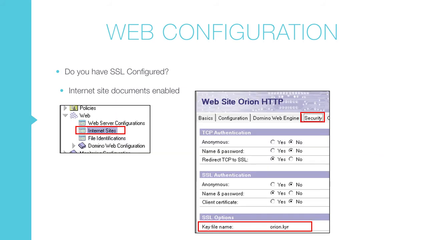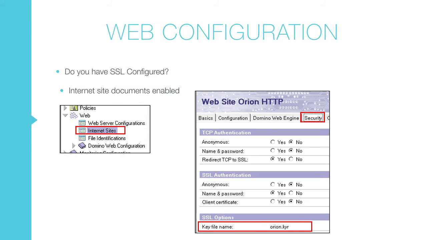That same information, if I have Internet Site Documents enabled, will be found under an internet site document. So the internet sites view, there'll be a document there. This one's called Website Orion HTTP. And on the security tab, I have very much the same settings. Redirect to SSL, whether I'm going to allow anonymous access, name and password, and the key file name. So that's a very quick way of me just checking whether I have HTTP enabled.